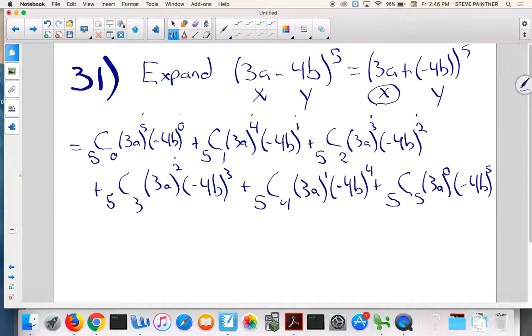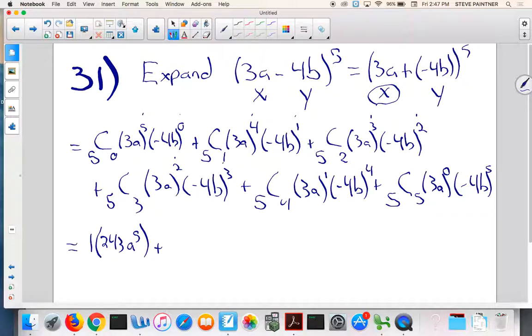Now comes the mess that is actually computing what all this stuff is. I gotta grab a calculator. Okay, so 5 choose 0 is just 1, so that's nice. We just have a 1 for that first term. But now we have 3a to the fifth, and we not only take the a to the fifth, but we also have to take the 3 to the fifth as well. So there we're going to end up with 243 a to the fifth, and negative 4b to the 0th power, well, anything to the 0th power is just 1, so that term just goes away.